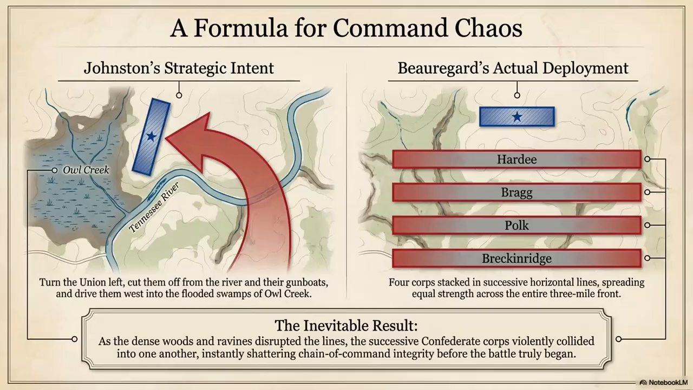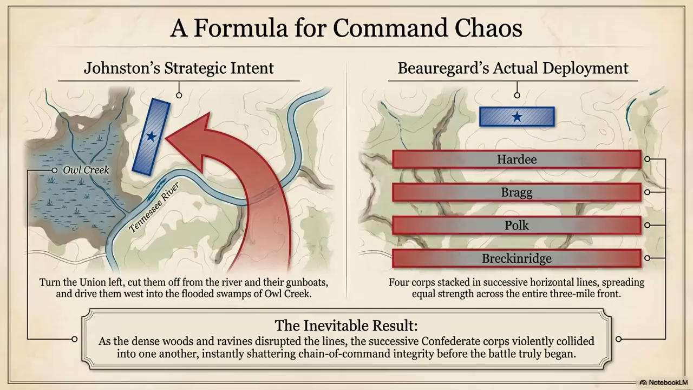We now analyze a formula for command chaos, highlighting the fatal disconnect in Confederate planning. General Johnston's strategic intent was clear. Turn the Union left flank, cut them off from the Tennessee River and their supportive gunboats, and drive them west into the flooded swamps of Owl Creek.